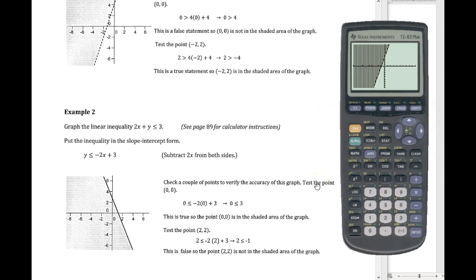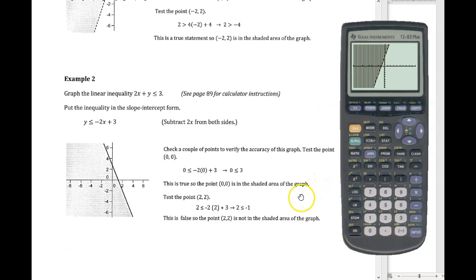Let's do another one. So graph the linear inequality 2x plus y is less than or equal to 3. So I'm going to clear this. So remember, you have to set the inequality in slope-intercept form or isolate the y. So we are going to do that by subtracting 2x from both sides, and then we'll end up with y is less than or equal to negative 2x plus 3. So now we're ready to put it into the calculator.